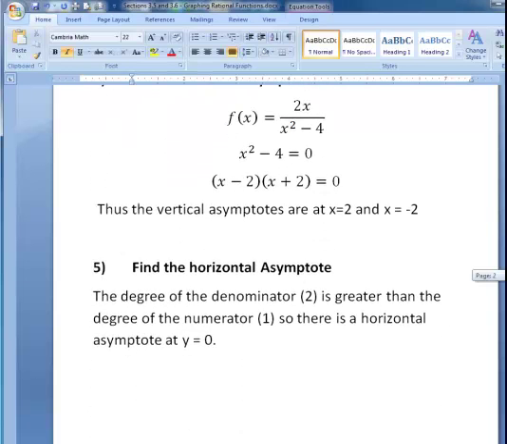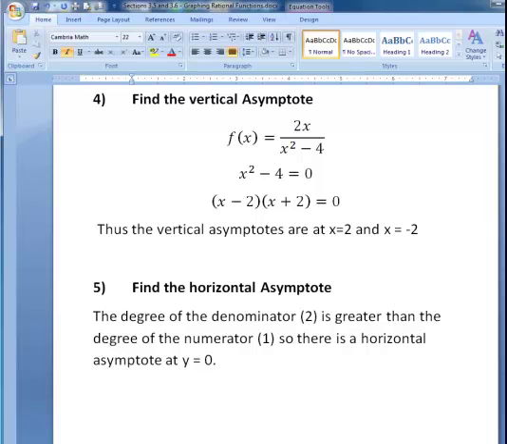Our next one is to find the horizontal asymptote. This one is actually easy to do, but kind of tricky at the same time, because we're not really solving for anything as much as we're observing the function. Our function was f of x is 2x over x squared minus 4. The degree of my denominator is 2. To find degree, we look at the exponents of the variables, and the largest exponent is 2, so the denominator has degree 2. The numerator, the exponent is understood to be 1, so it is degree 1. So if the degree of the denominator is greater than the degree of the numerator, that means there's a horizontal asymptote at y equals 0, or the x-axis.